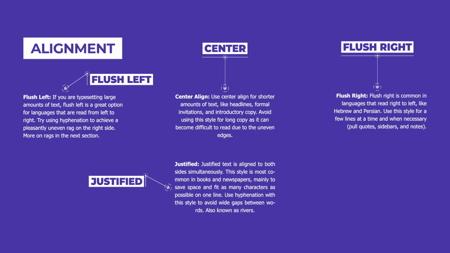And finally, justified. Justified text is aligned to both sides simultaneously. This style is most common in books and newspapers, mainly to save space and fit as many characters as possible on one line. You'll want to use hyphenation with this style to avoid wide gaps between words.